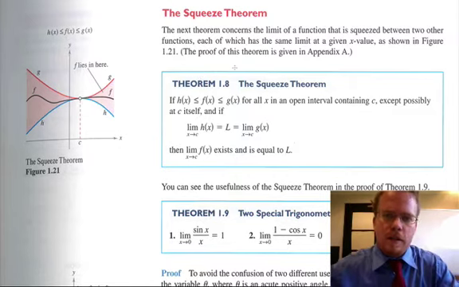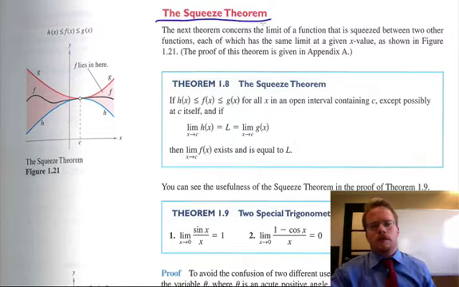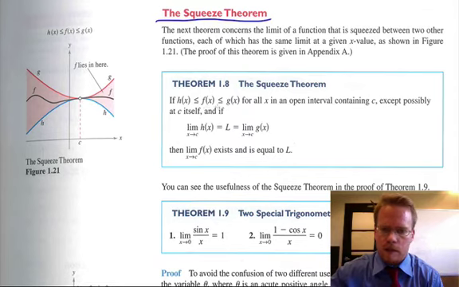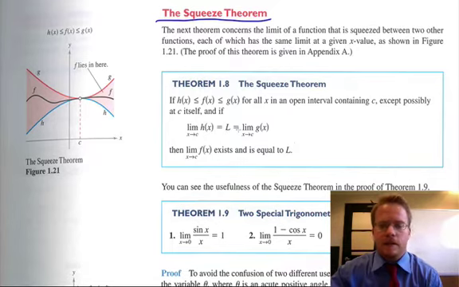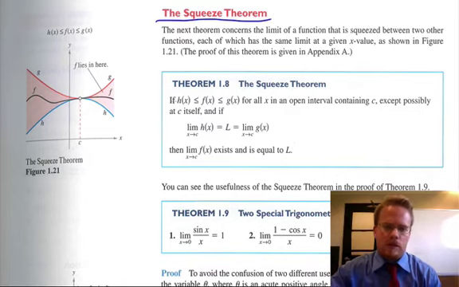Alright, next we're going to look at an interesting theorem called the squeeze theorem. And the squeeze theorem, we'll read it first and then discuss what it actually means. So, if h of x is less than or equal to f of x, which is less than or equal to g of x, for all x in an open interval containing c, except possibly at c itself, and if the limit as x approaches c of h of x equals L, and the limit of g of x as x approaches c also equals L, then the limit of f of x as x approaches c exists and is equal to L.